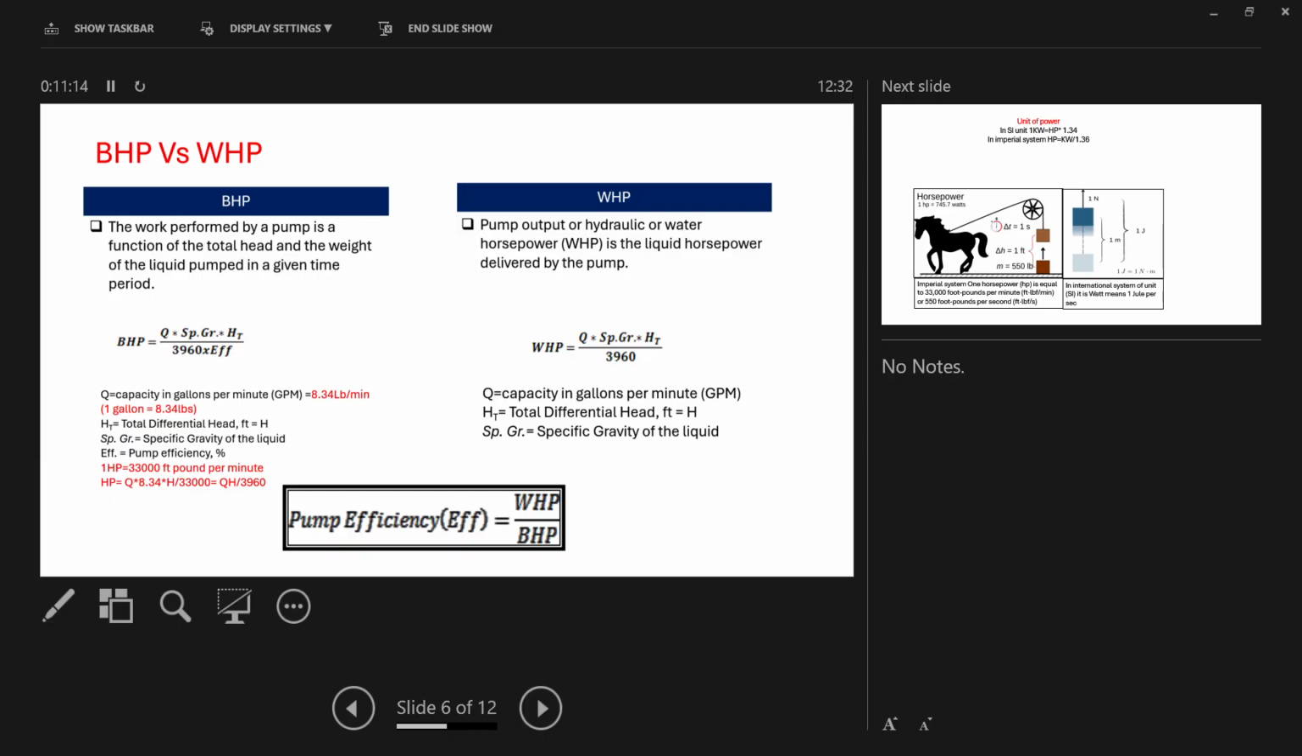Similarly, water horsepower is the pump generation power. So that is Q, specific gravity, into H, or differential head, divided by 3960. There is no efficiency term in this. So these are the two formulas we use for calculating the water horsepower and brake horsepower. And efficiency is water horsepower divided by brake horsepower.